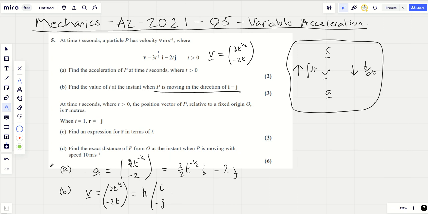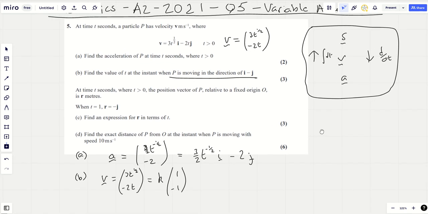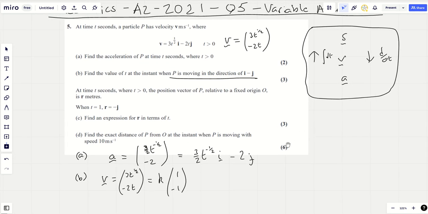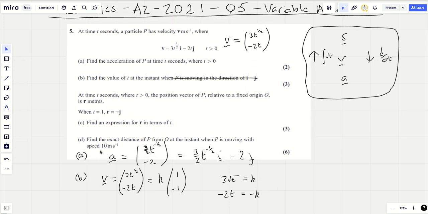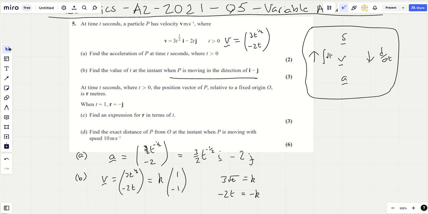Now I'm showing you 1, minus 1, with i's and j's in columns. There are other ways of looking at it, but this comes up in other questions as well. Remember, if it's moving parallel to a vector, then it's a scalar multiple of that vector. This is a simultaneous equation because 3t to the half equals k, but I also know that minus 2t is minus k, and so now I can eliminate k by plugging in the values. That's the way I prefer to do these questions anyway.